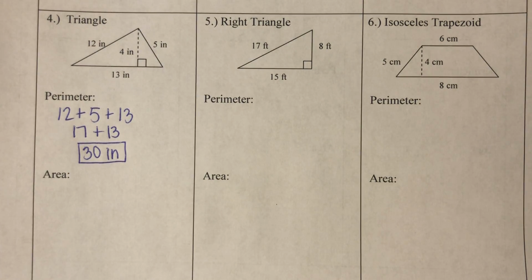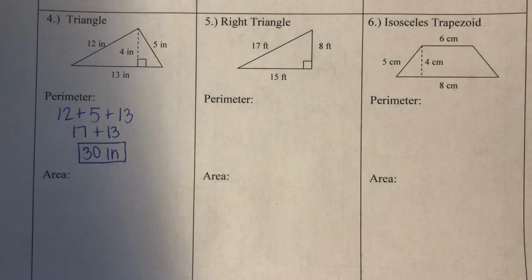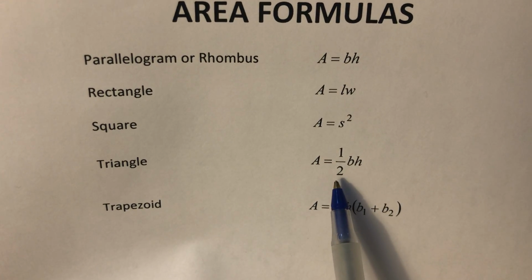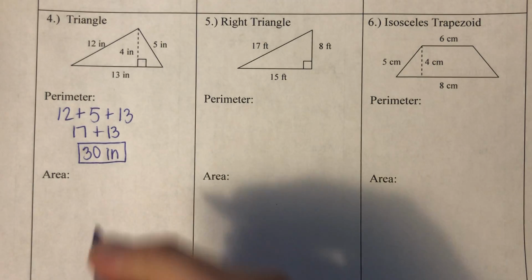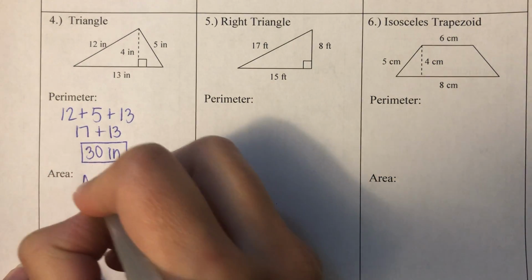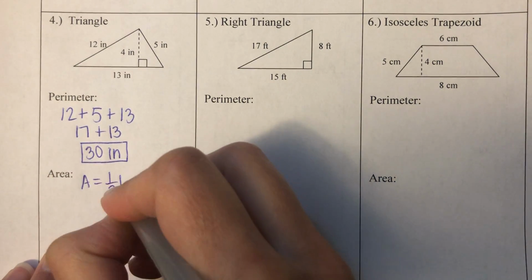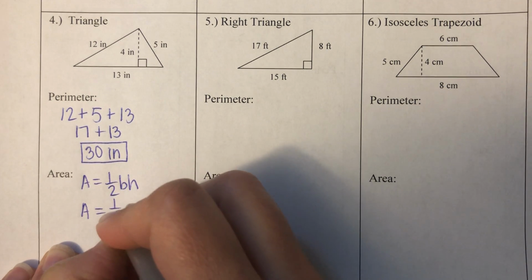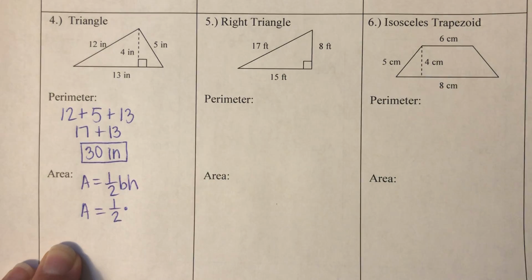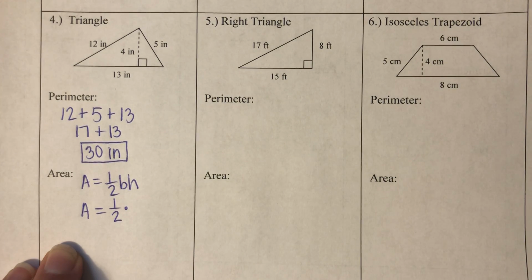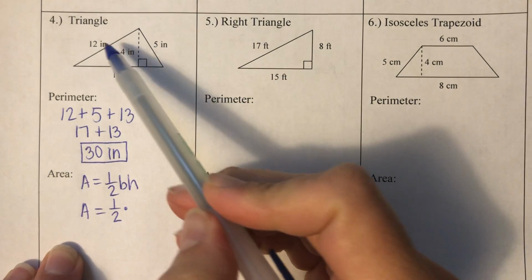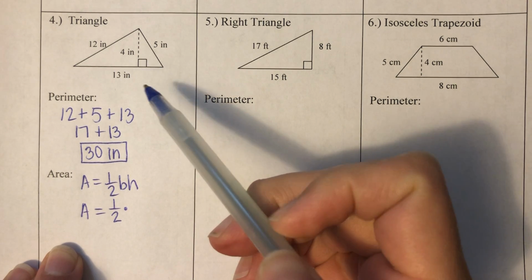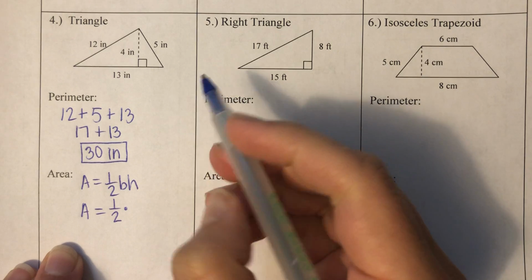Area, got to go back to that formula sheet. We're on to triangles. You can see the triangle is 1/2 base times height. Area equals, I keep that 1/2 for now. These are all going to get multiplied together. The base of my triangle, so this is tricky. I see 1, 2, 3, 4 different numbers. I need to pick out the correct base and the correct height.